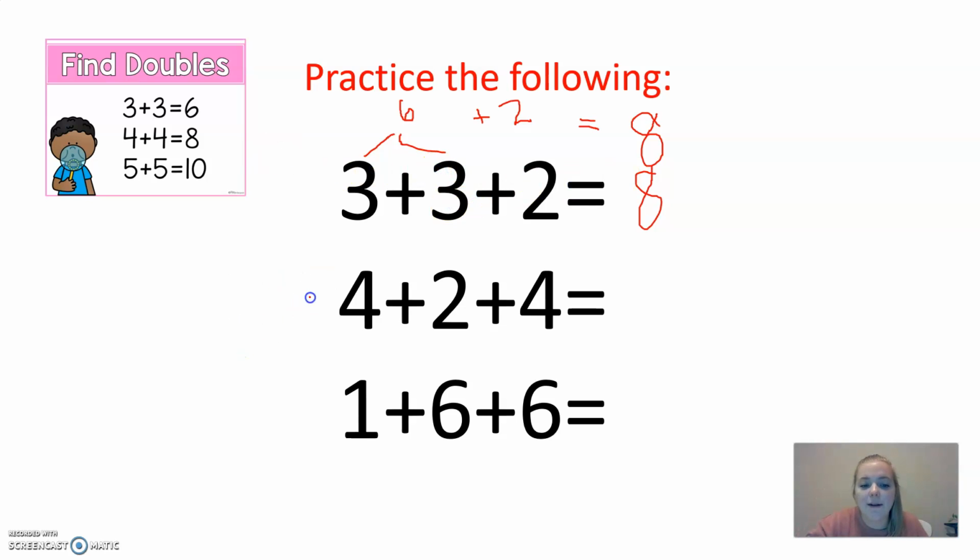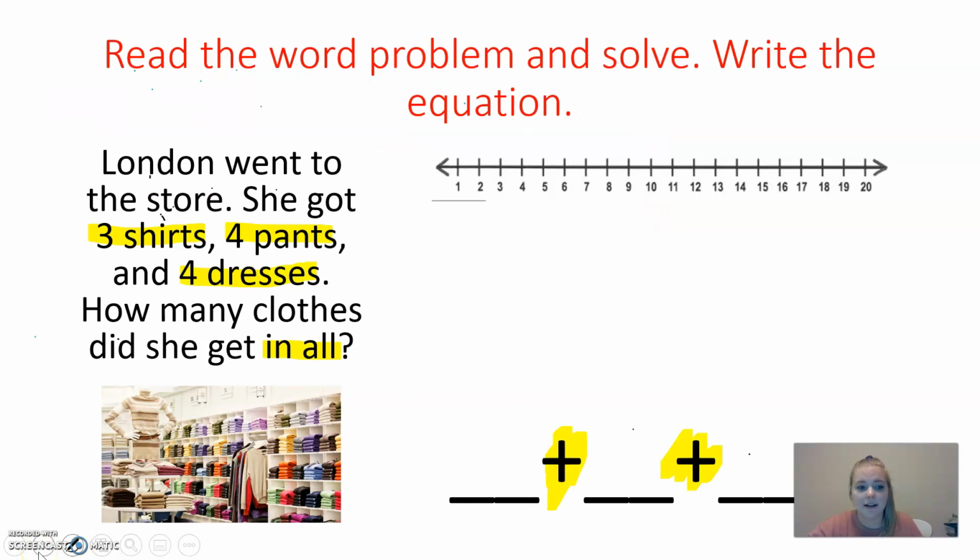All right, I want you guys to work on 4 plus 2 plus 4, and then 1 plus 6 plus 6 by yourself, okay? You can do this on a separate sheet of paper. You can pause the video now so you can work on it. And when you're done, hit play.